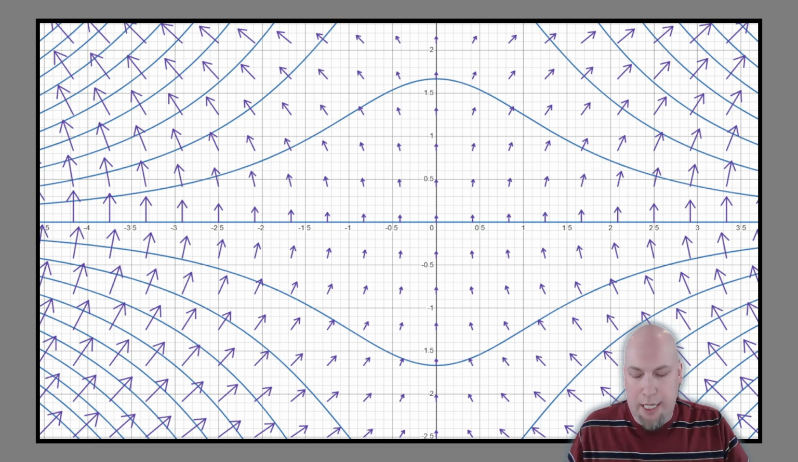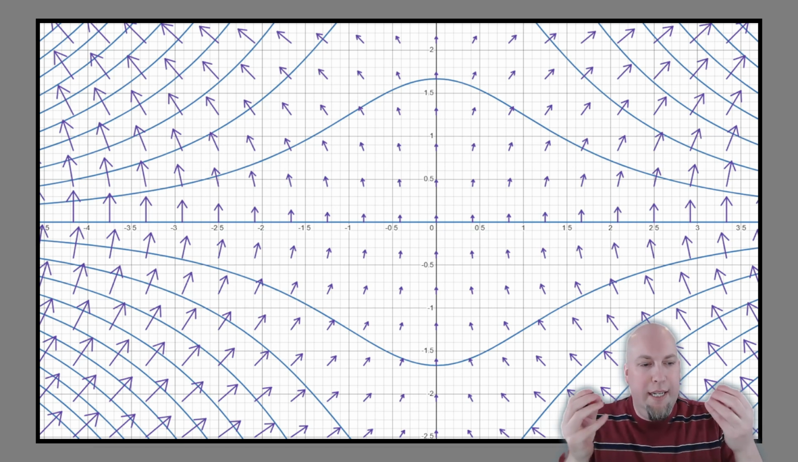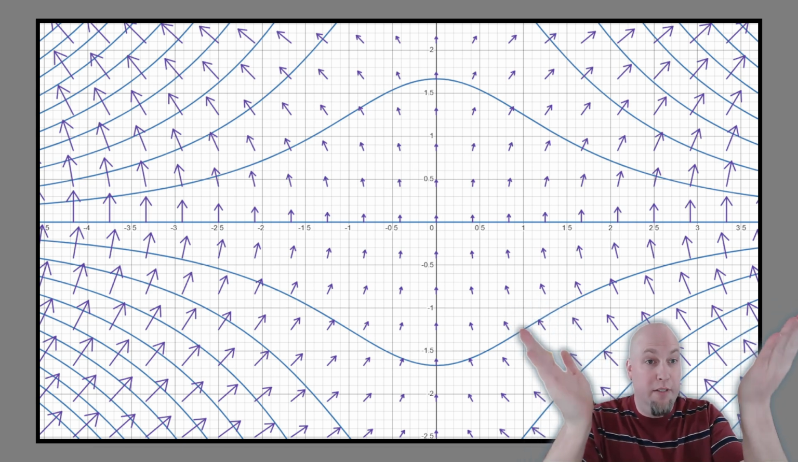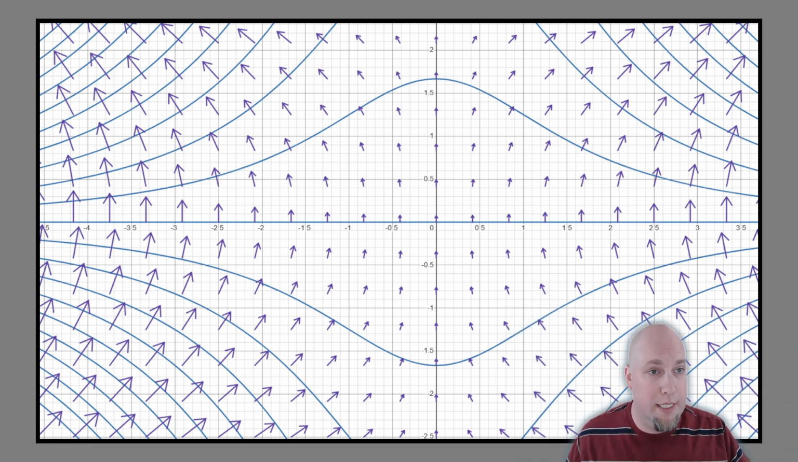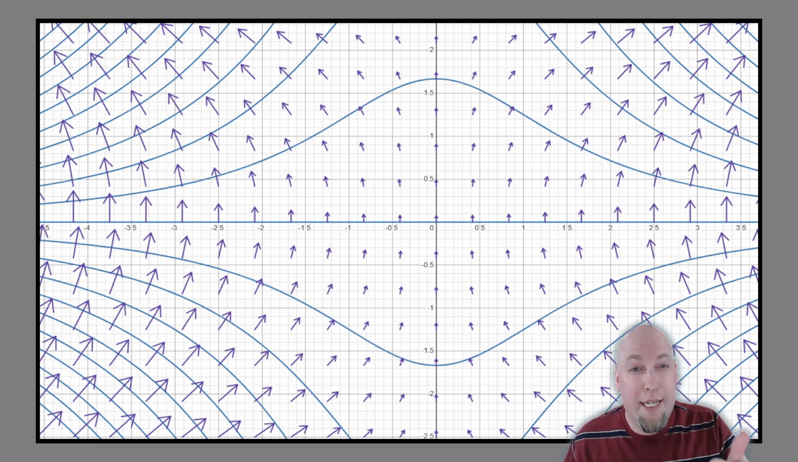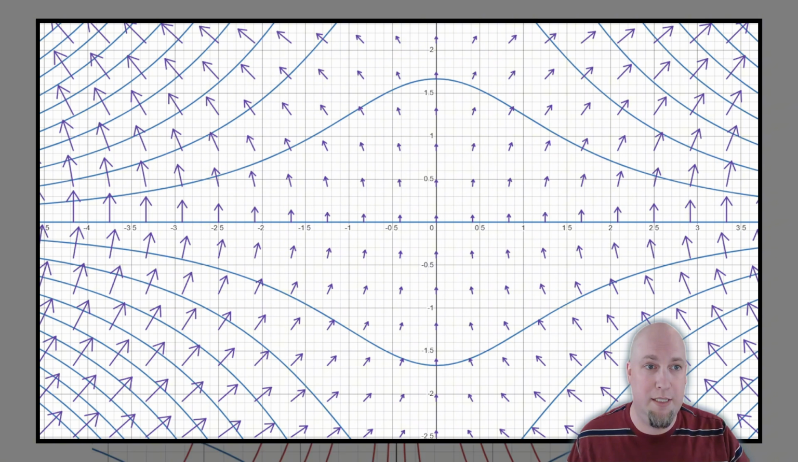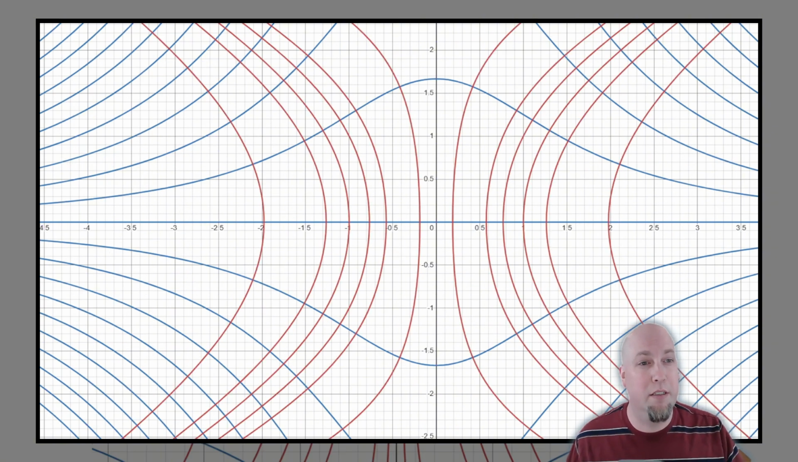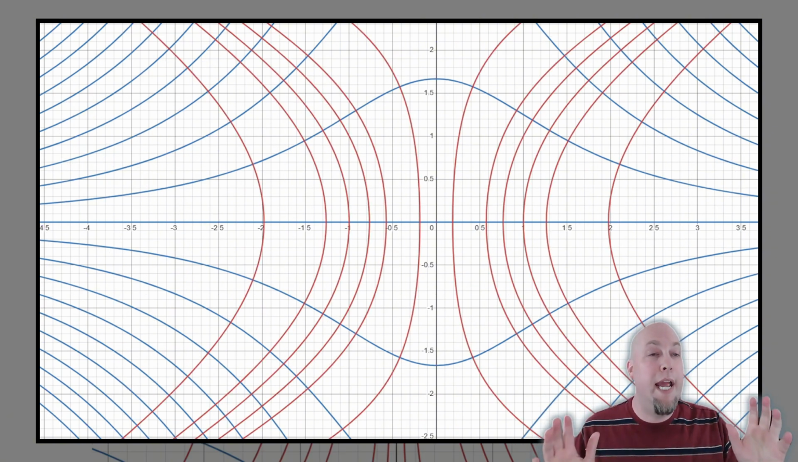A flow line is a path that's always going in the same direction as the vectors, in the direction of the gradient vector in this case. Okay, so if the gradient is perpendicular to contours, so must the flow lines be. The flow lines are perpendicular to the contours as well. And this is true for any gradient field.